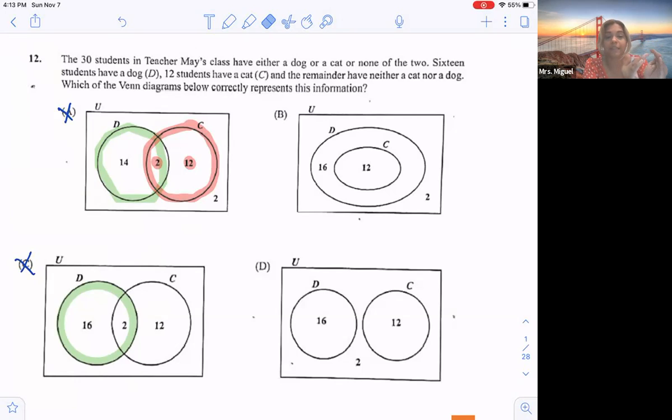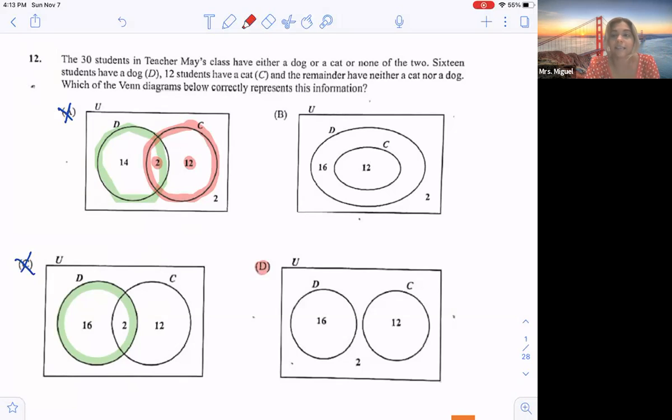So this question is a little bit different compared to the ones that they normally post. So it's either you own one animal or the other, but you don't own both of them, right? So at this time, I will go with option D.